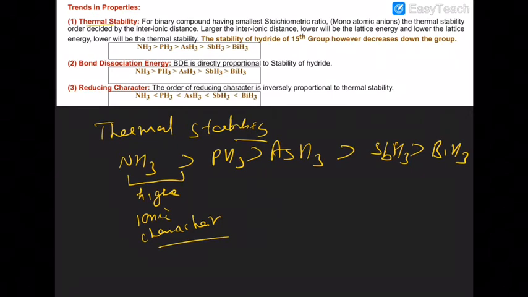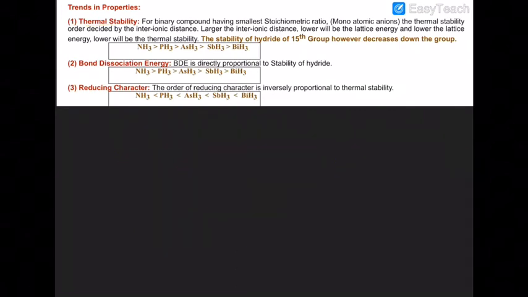Similarly, bond dissociation enthalpy is directly proportional to the stability of the hydrides. So when ammonia and phosphine are more stable, their bond dissociation enthalpy is also large. So bond dissociation enthalpy decreases down the group. If stability decreases, it means reducing nature increases. So that's why reducing nature increases down the group.